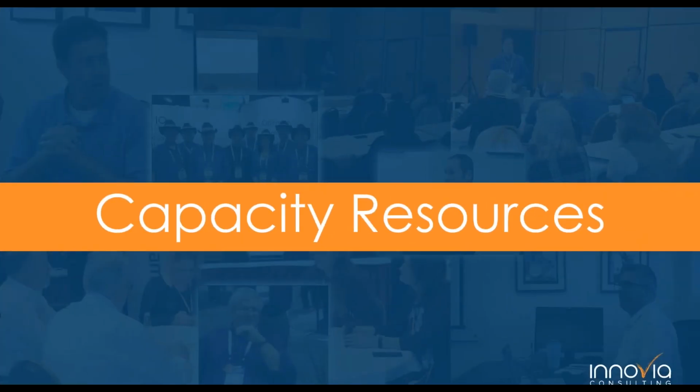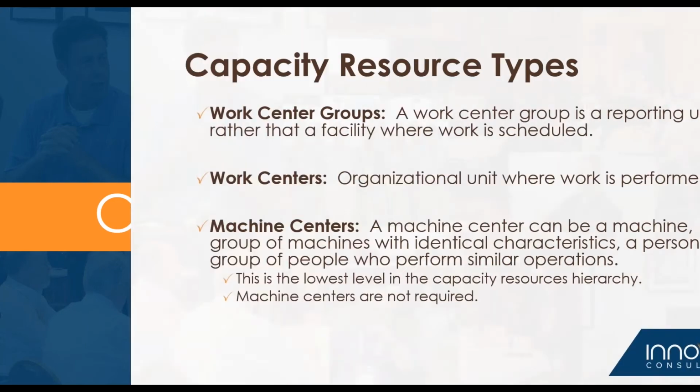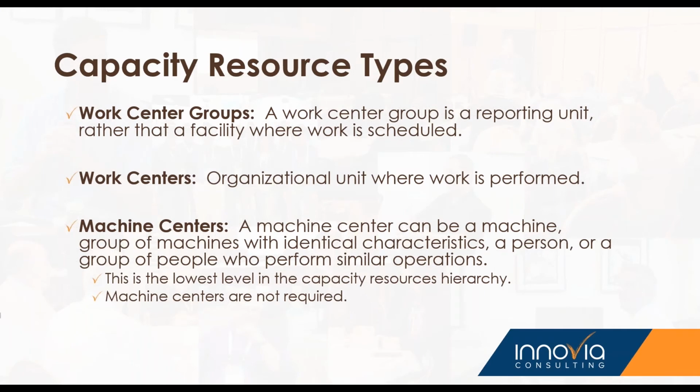So those are the setup tables for capacity. So why don't we look at what capacity resources are? In NAV and Business Central, they're the same. There are 3 types of capacity resources: work center groups, work centers, and machine centers. So just a quick snippet on each.